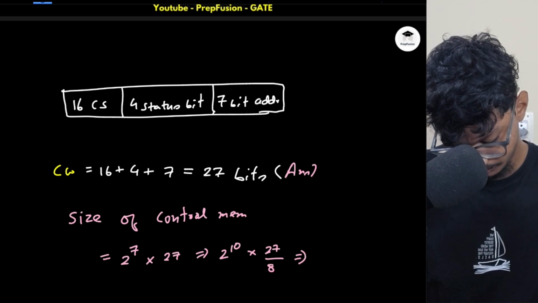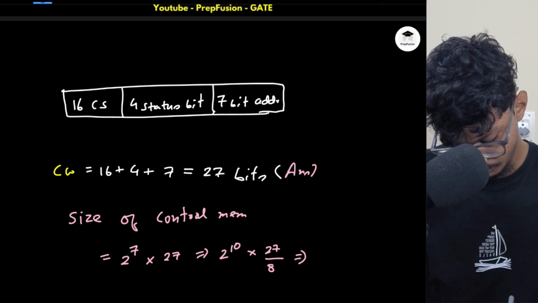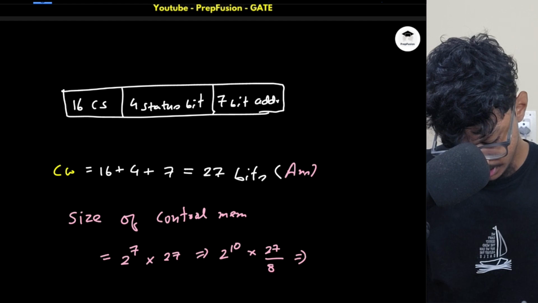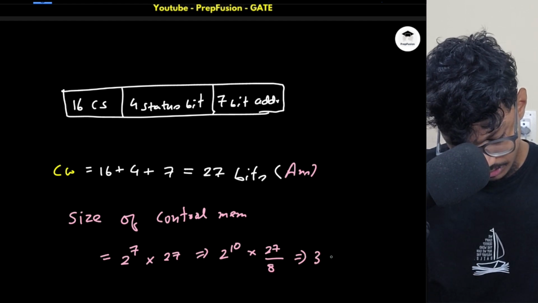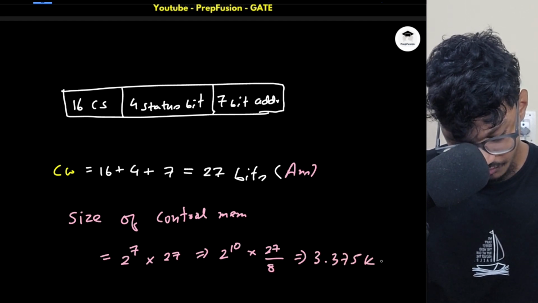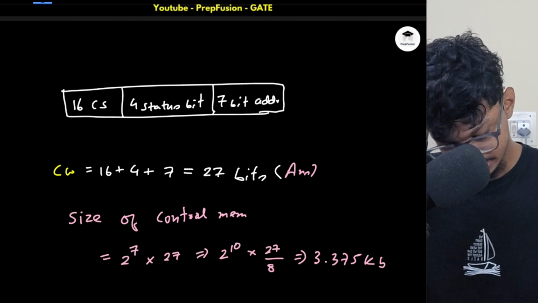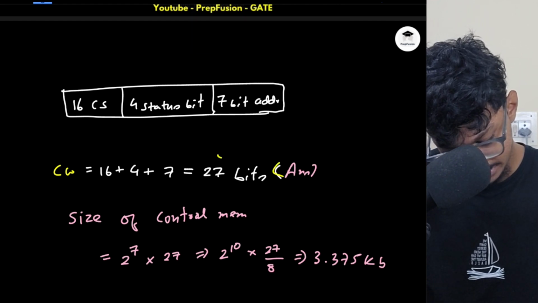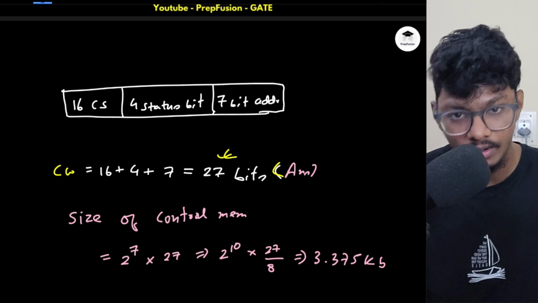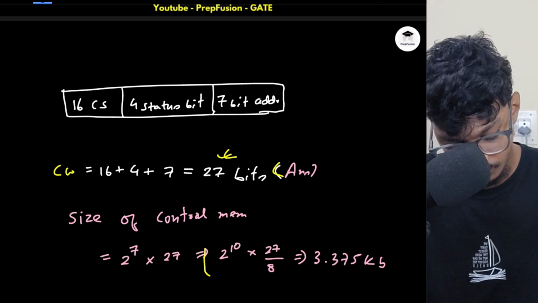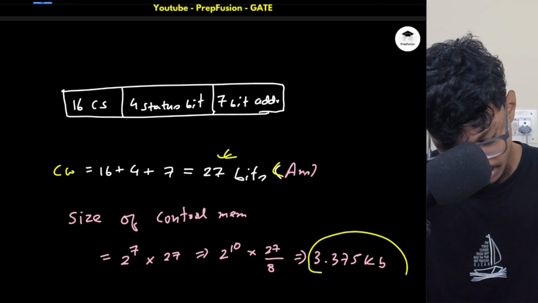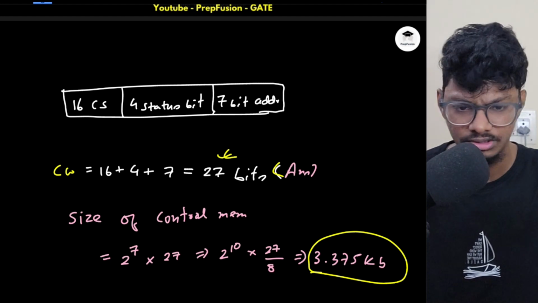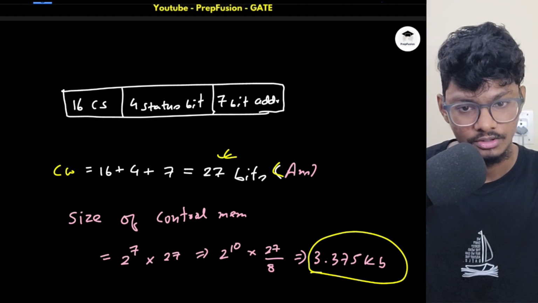It will be 27 by 8, so 3.375 kilobits. Okay, the answer of the question is this: 27 bits. If they would have asked what is the size of the control memory, then you would have written it like this, 3.375 kilobits. I'm just solving the extra portion of this particular question.